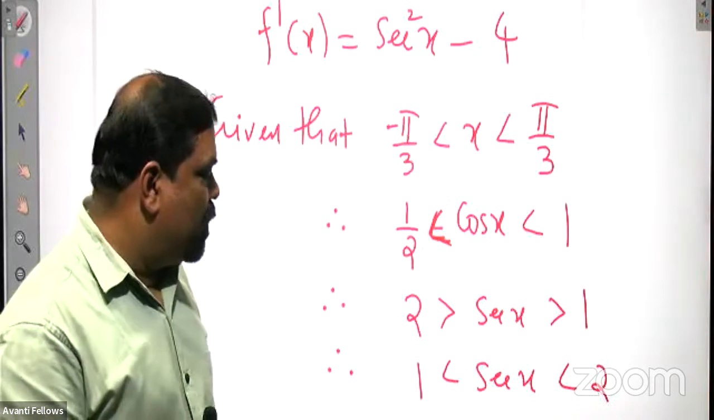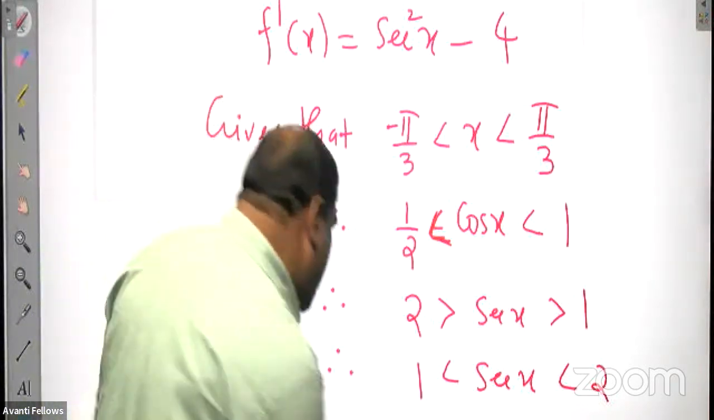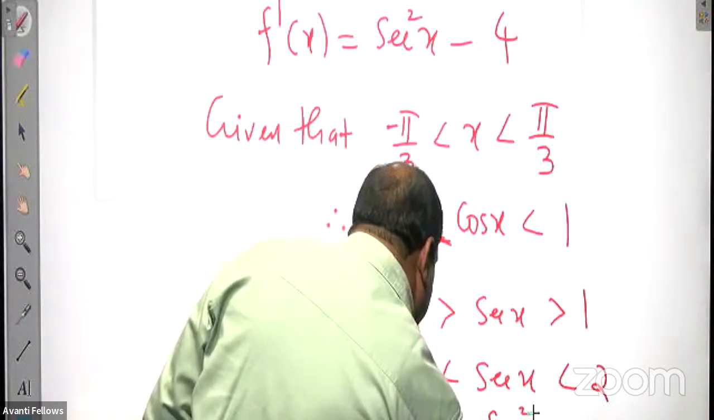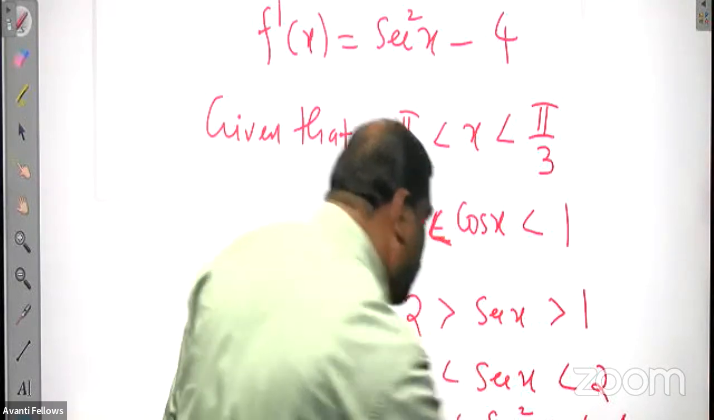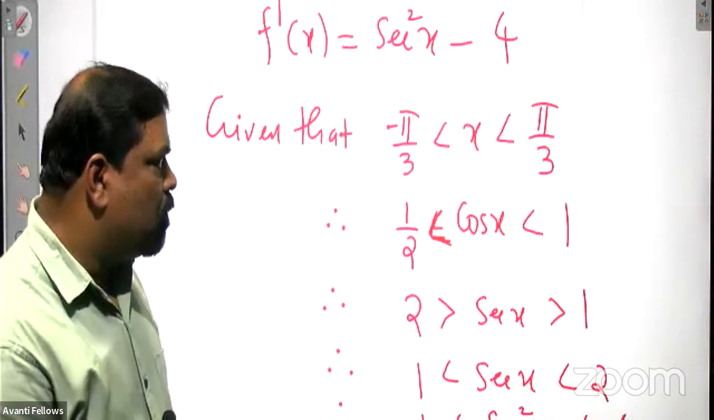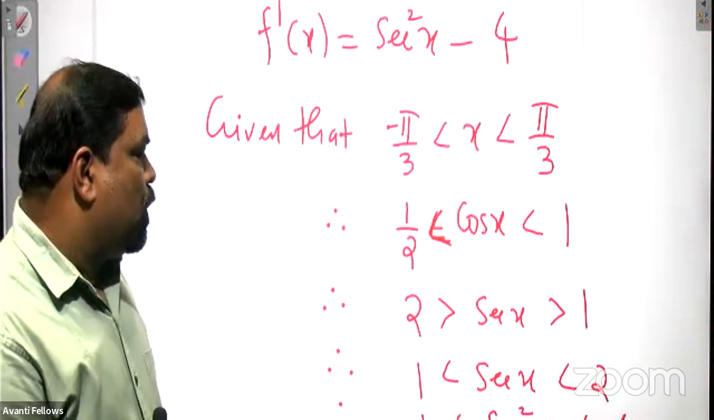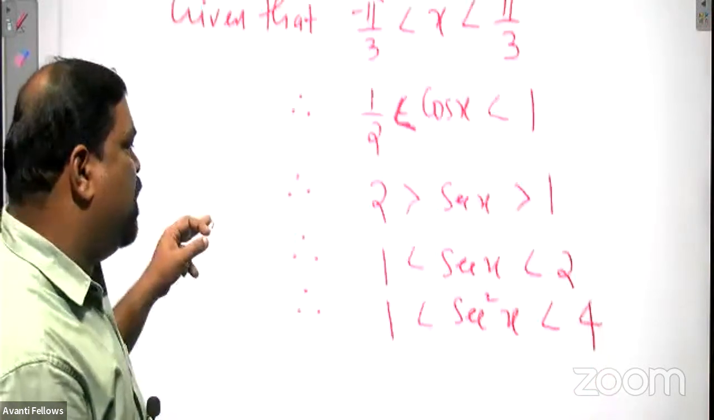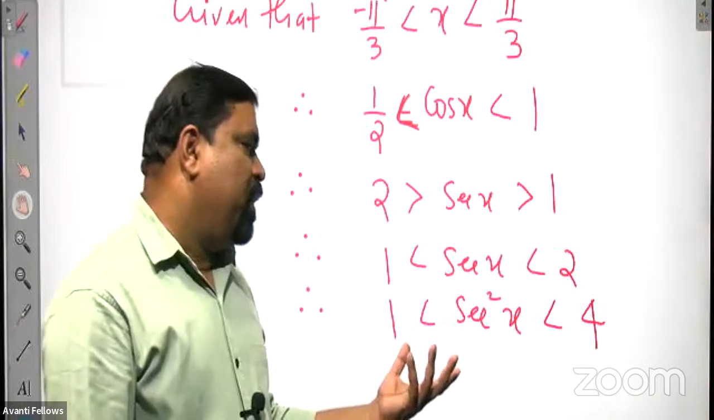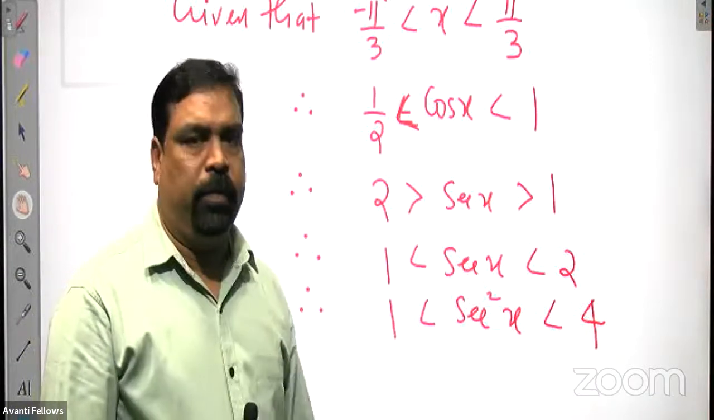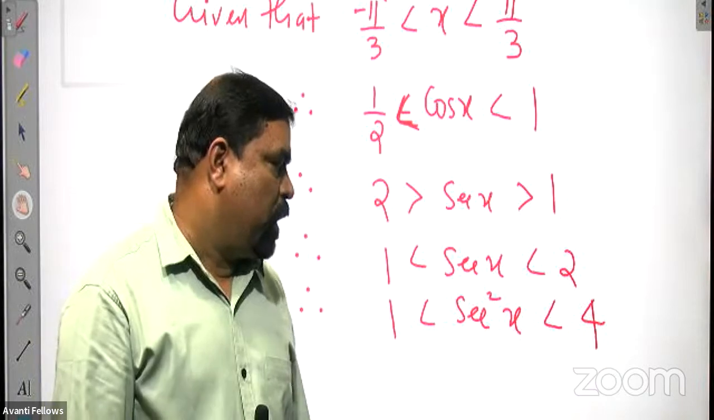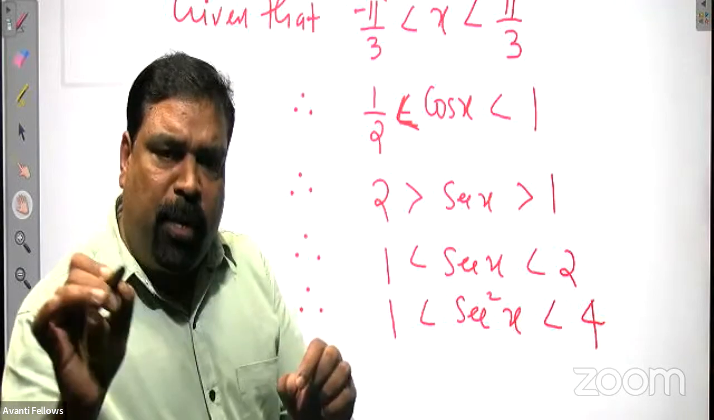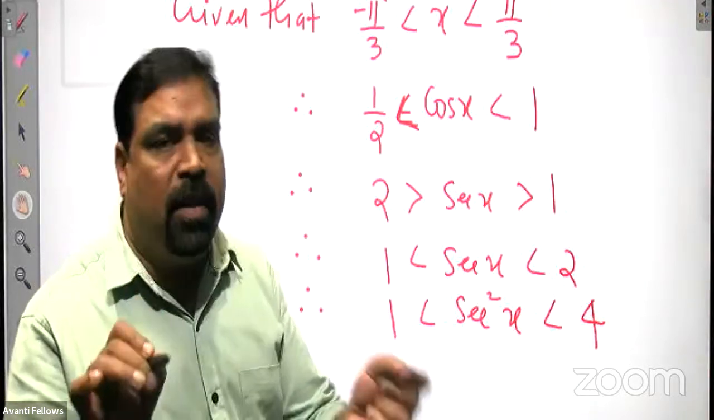Now what about sec square x? If sec x is in between 1 and 2, so what about sec square x? That lies between 1 and 4. Clear? If sec x is in between 1 and 2, the square of that value must be in between 1 and 4. So remember, sec square x value lies between 1 and 4, means less than 4 and greater than 1.